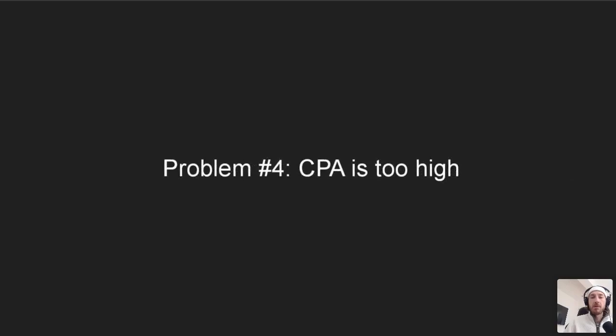Problem number 4 is going to be, hey, my cost per acquisition is too high. So cost per acquisition can mean a few things. It could mean my cost per lead, my cost per sign up, my cost per webinar registration, my cost per purchase. Just really depends on the business. So what do you do when your CPA, or cost per acquisition, is too high?